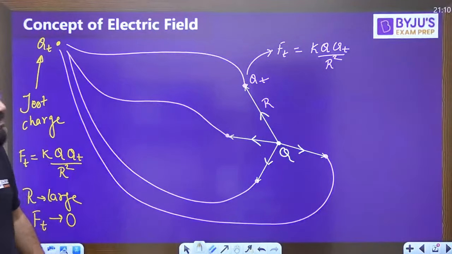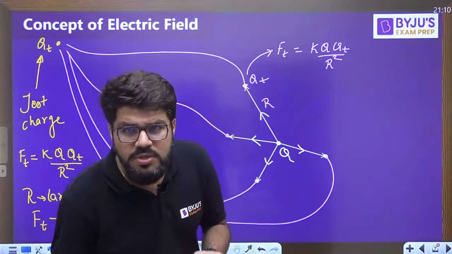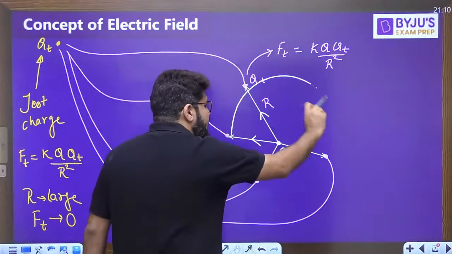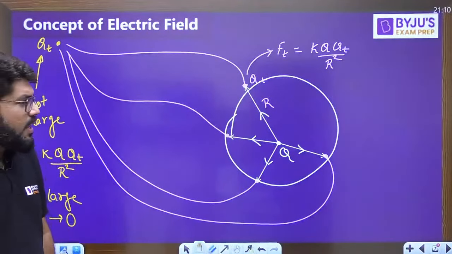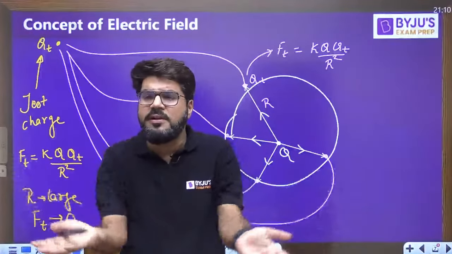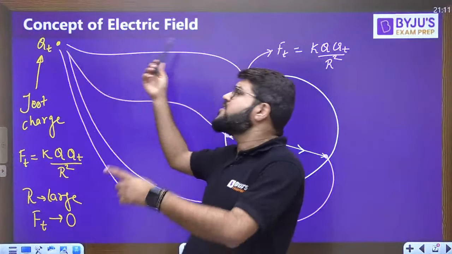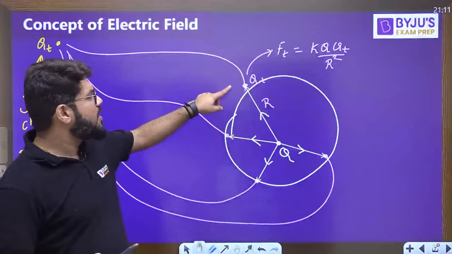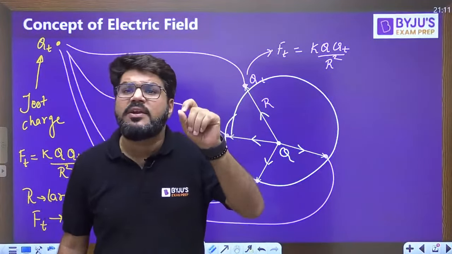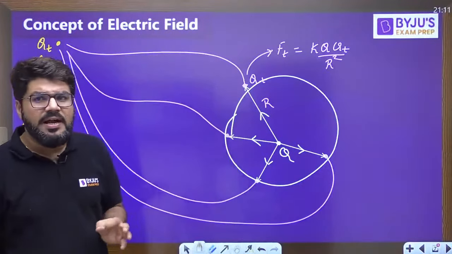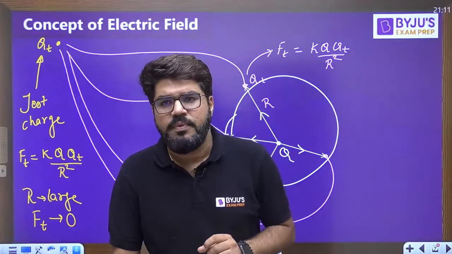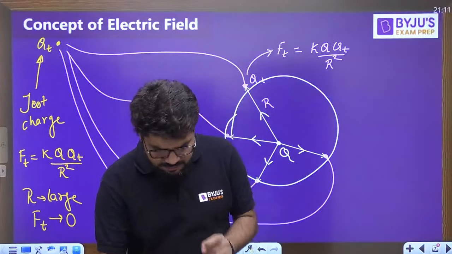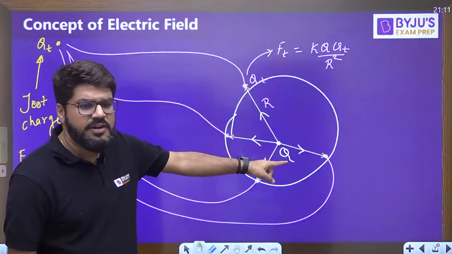This simply shows that around every charge Q, there is an area, there is a field. Around every charge Q, there is a field wherein if you bring any other charge within that field, that charge will start experiencing electrostatic force. And hence such a field is named as the electric field of the charge Q.